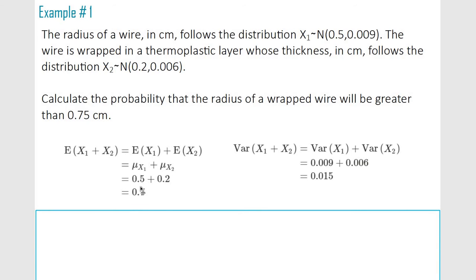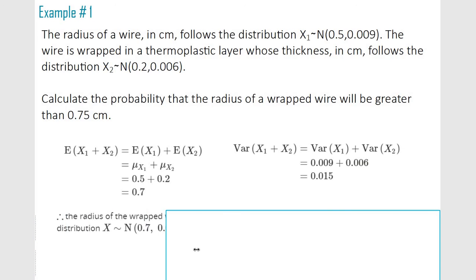The means, we just add those together. So the new wire, with both the original and the new thermoplastic layer. And then the variance, you just add the two variances. So now we have a normal distribution, and we want to know the probability that it's larger than 0.75.